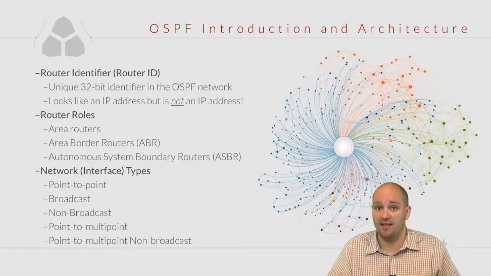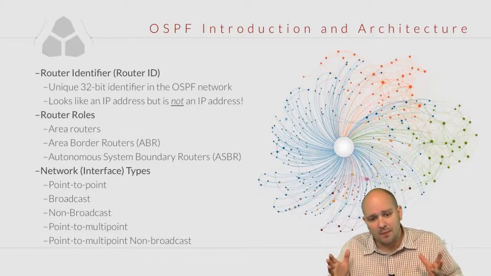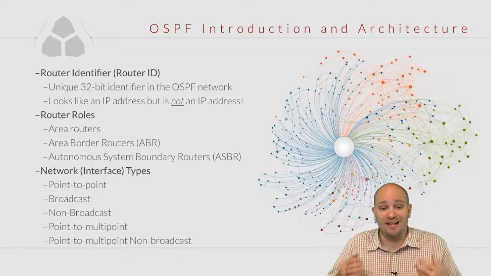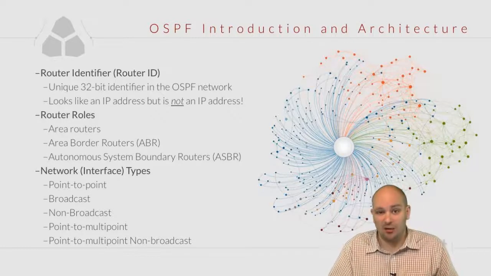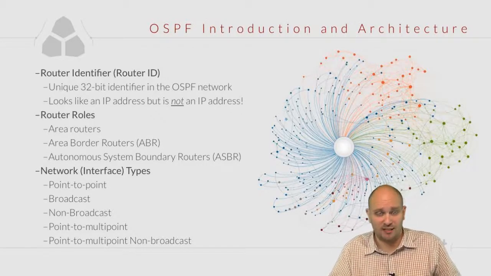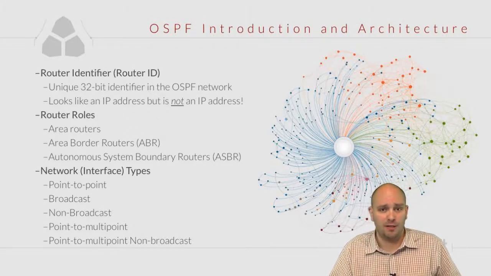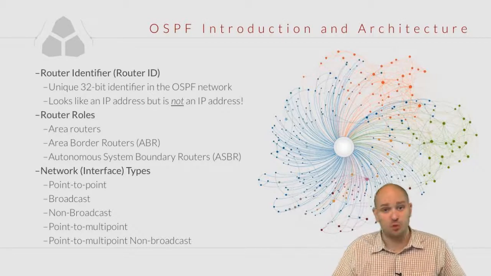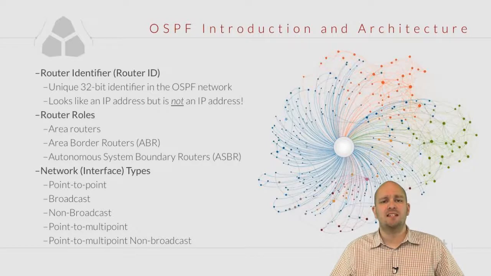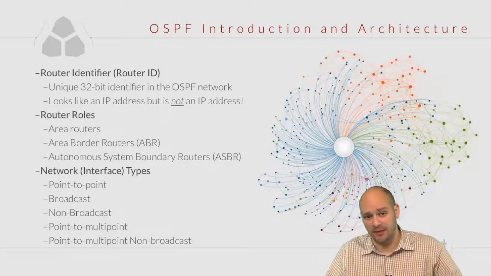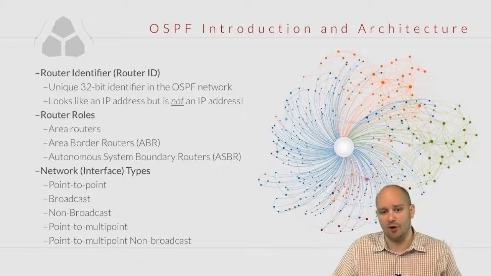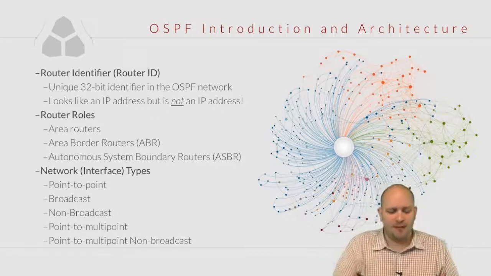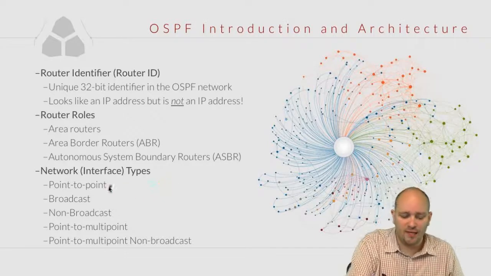Not only does OSPF make a difference between different router roles, not all interfaces in OSPF are the same or behave in the same manner. And this is where I'm going to talk about the network types, or you should think of them as the different interface types that OSPF recognizes. OSPF recognizes point-to-point network type, broadcast network type, non-broadcast network type, point-to-multipoint, and point-to-multipoint non-broadcast. There is one more that is a very special case, which is loopback. Loopback interfaces are special in OSPF, and this is again something that I will show you in more detail later on.